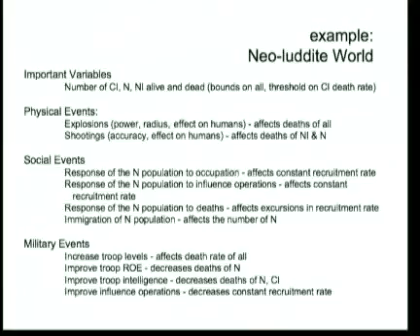And finally, there's an immigration into the system of neutrals from outside of the environment, and this affects the number of neutrals. And then finally, there are military events, or events associated with military doctrine, increasing troop levels, which affects the death rate of all of the entities. Improving troop rules of engagement decreases the deaths of the neutrals. Improving troop intelligence, the ability to identify terrorists, non-terrorists, decreases the deaths of neutrals and the counter-insurgents. And also improvements in influence operations, which decreases the constant recruitment rates.